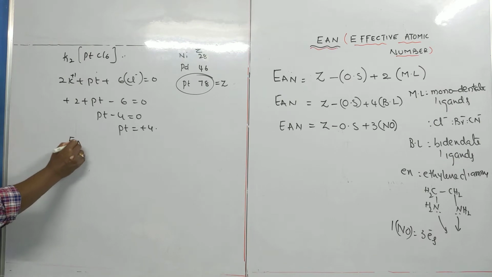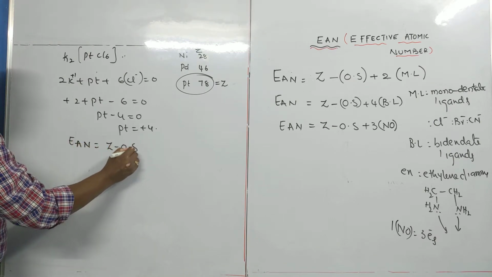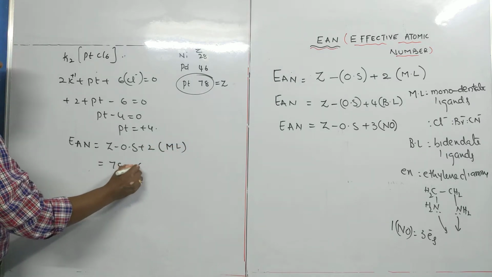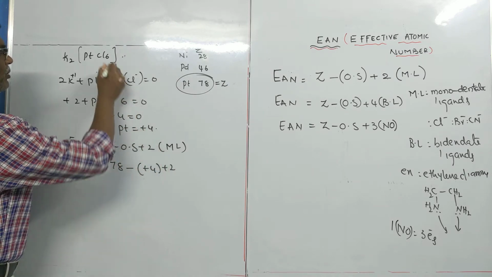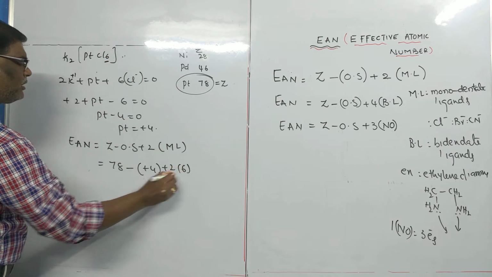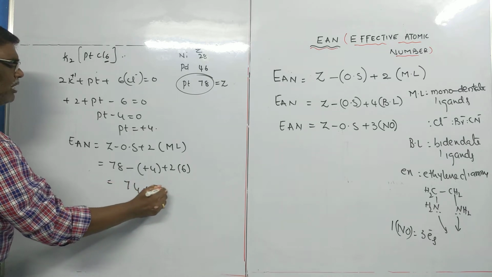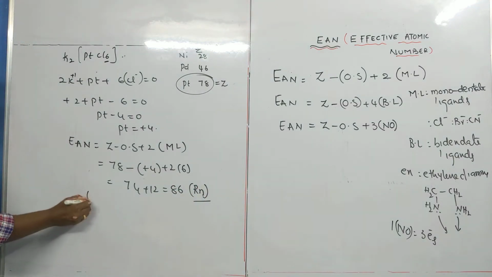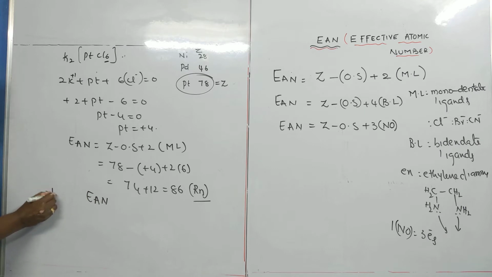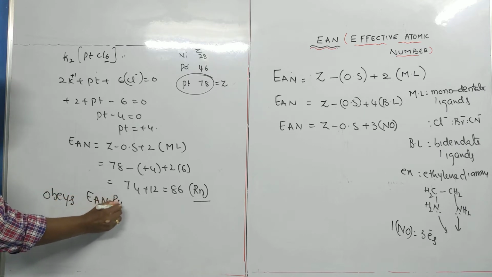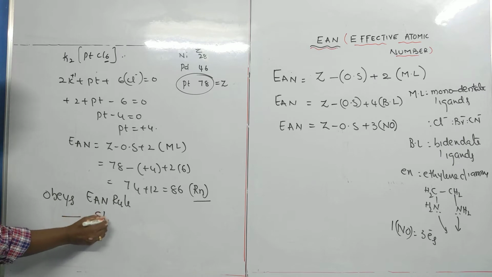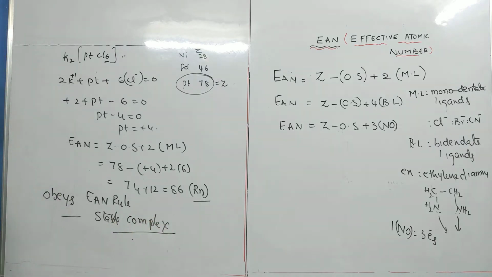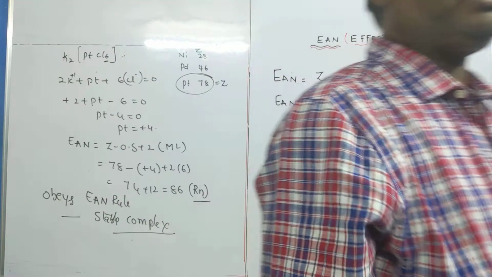Now what is the formula for EAN? EAN is equal to Z minus oxidation state plus 2 into monodentate ligands. 78 minus 4 plus 2 into ligands, which are 6 here. So I am getting 74 plus 12, which is nothing but 86. 86 is the atomic number of radon. Thus it obeys the EAN rule. The compound obeys the EAN rule. So what is the comment? The compound is a stable complex. Similarly, we discuss one more.